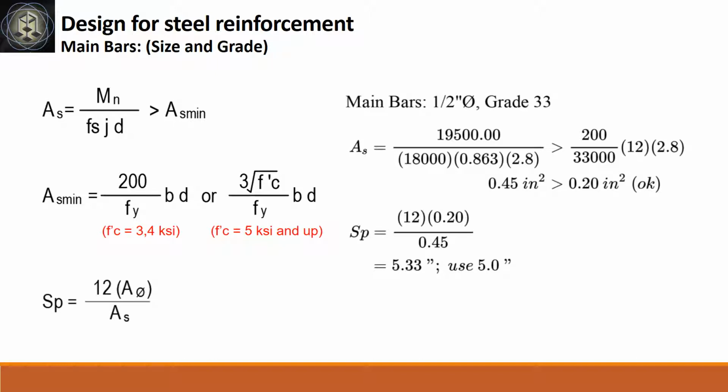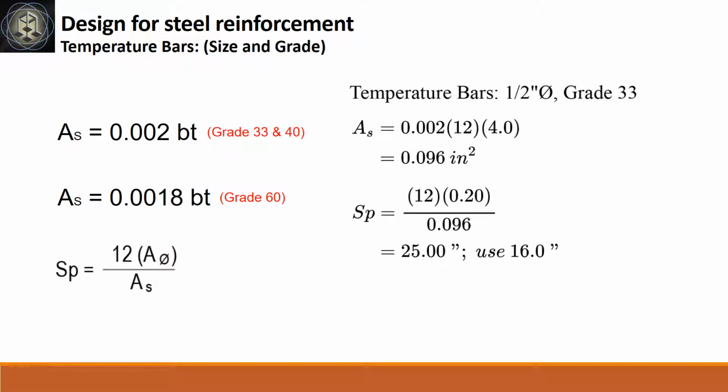We now solve the area of steel given M equals 19,500, fs equals 18,000, j equals 0.863, and d equals 2.8. As is equal to 0.45 square inch, and the spacing for half-inch diameter bar is 5.33 inches, round down to 5 inches. The area of steel for temperature bars is 0.096 square inch, and the spacing for half-inch diameter bar is 25 inches. Use 16 inches as maximum spacing.